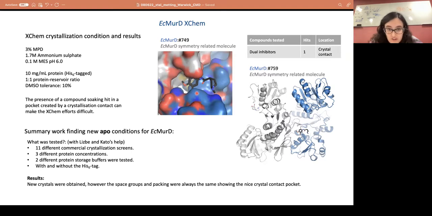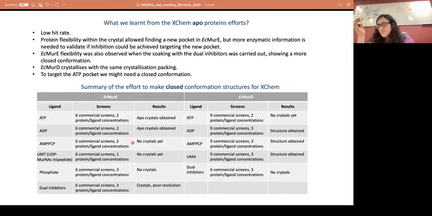So I was trying to look for new conditions with APO MurD, and that only gave us more APO crystals in the same packing conformations. I did work on this, and Lizbe and Katos also did some other crystallizations, and everything was in the same packing. Basically, from these APO efforts, we see a really low hit rate. The protein flexibility seems to be a real issue for both E. coli MurE and MurD.